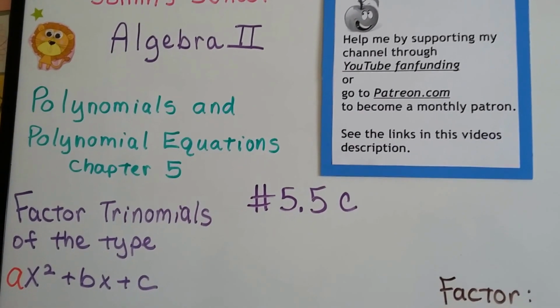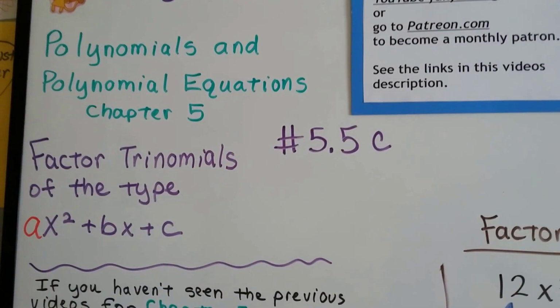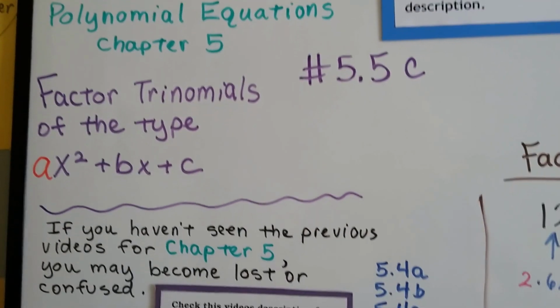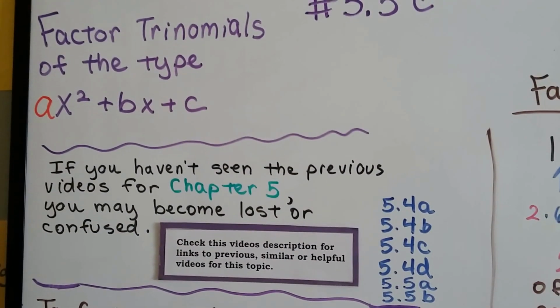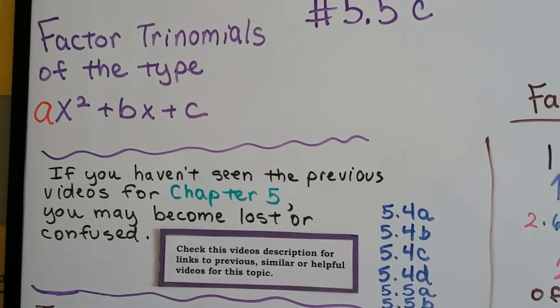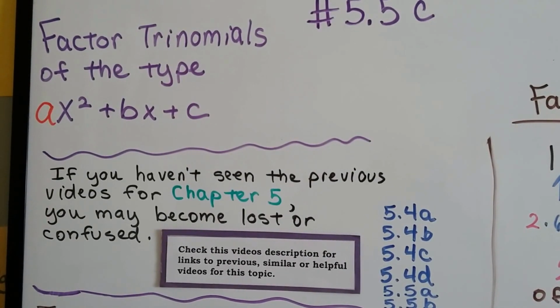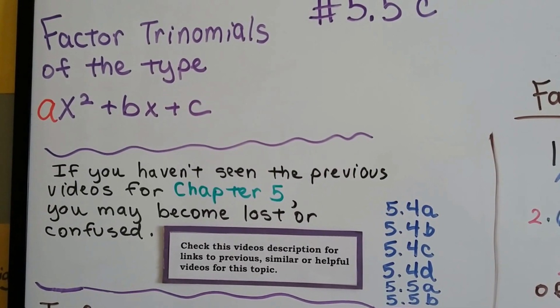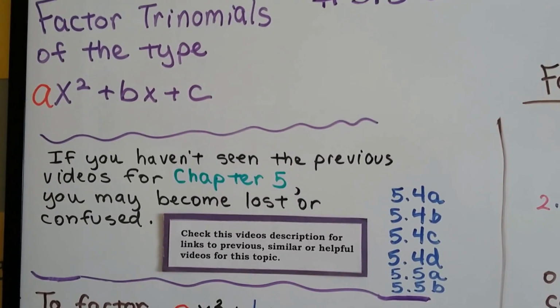Algebra 2, 5.5c, factor trinomials of the type Ax²+Bx+C. If you haven't seen the previous 6 videos, you might become confused because we've been slowly leading up to this video. You can see all these links in this video's description so you can watch them first.